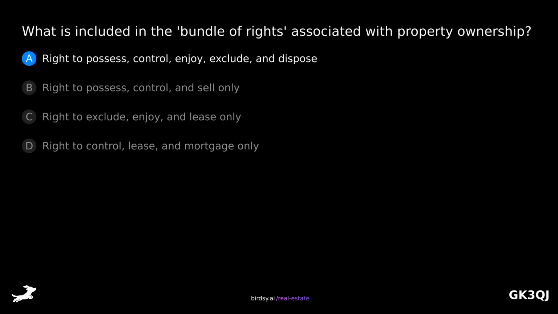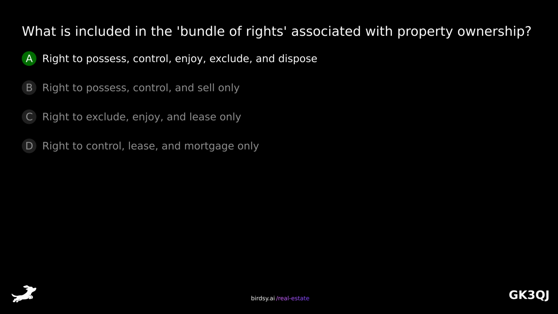Is it A, right to possess, control, enjoy, exclude, and dispose? B, right to possess, control, and sell only? C, right to exclude, enjoy, and lease only? Or D, right to control, lease, and mortgage only?